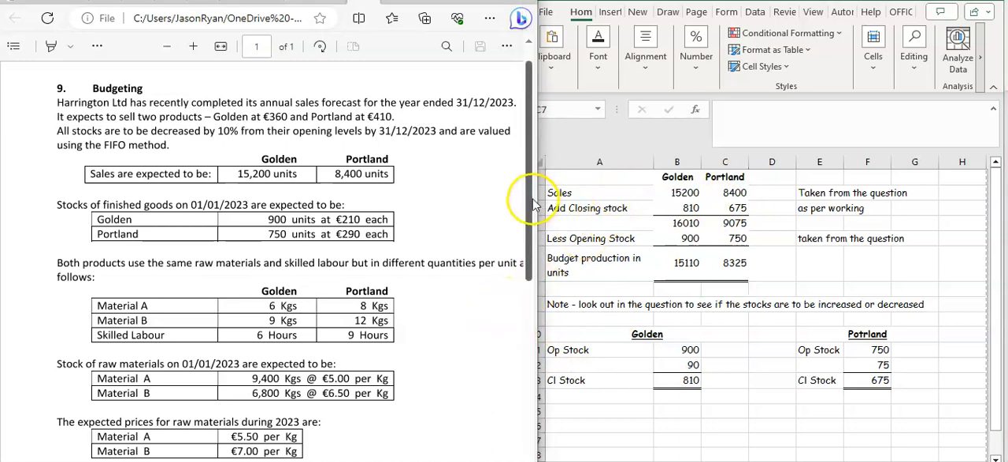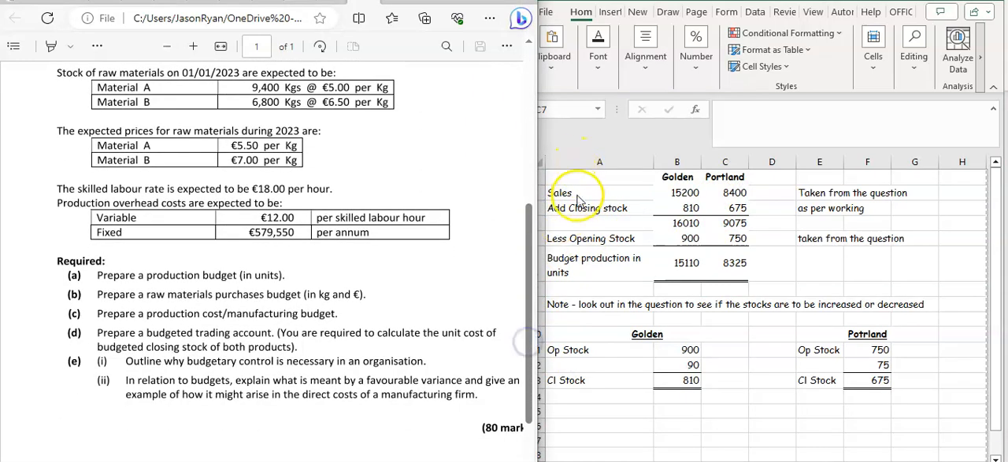So your first one, very straightforward. Your production budget: sales, add our closing stock, because that's what we have at the end of the year, take away your opening stock, because we're going to use that. And that's going to give you the production in units, how much you need to produce for Golden and for Portland. And that's the prepared production budget in units.